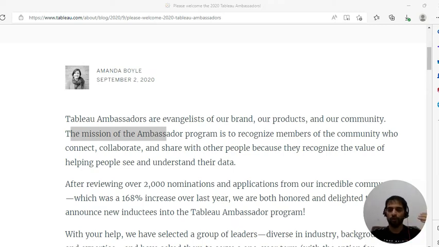Well, so what about Power BI Super User? Is it similar to Tableau Ambassador or not? Now I will show you, and you tell me whether it is or not.